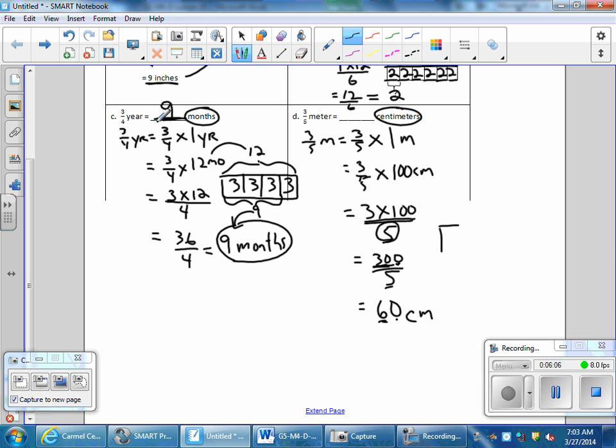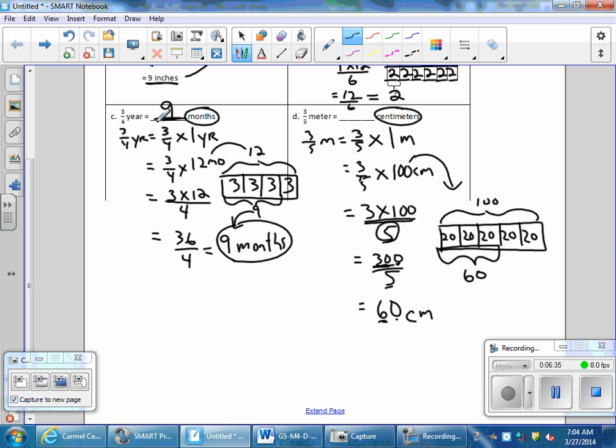My tape would look like this. We have a total of 100 centimeters. We're breaking it up into 5 equal units. 100 divided by 5 is 20. If you can't do that mentally, set up a standard algorithm. 3 out of 5 is 60 centimeters.